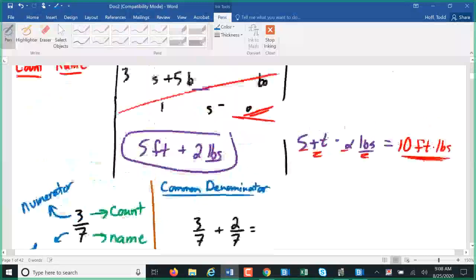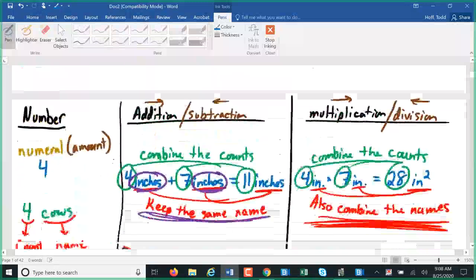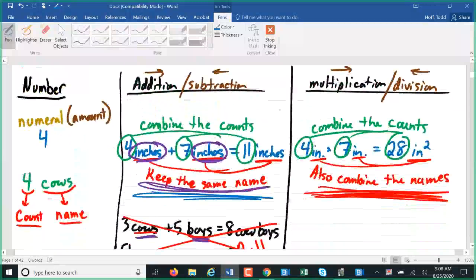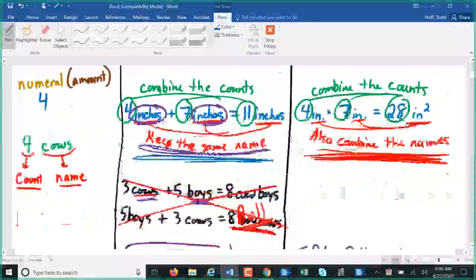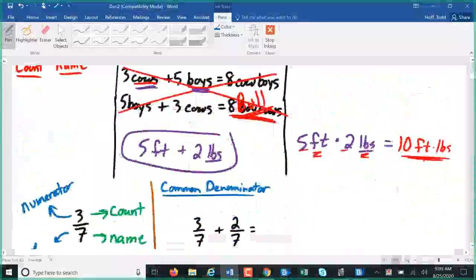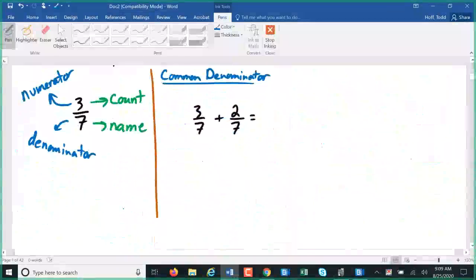Anytime we add numbers, we must have the same name. Just like inches and inches, we could add those because they were the same name. Feet and pounds, we could not add because they were different names. So that 3rd grade teacher taught us then, once you have the common denominator, you add the numerators. 3 plus 2 is 5. And what do you do with the common denominator?